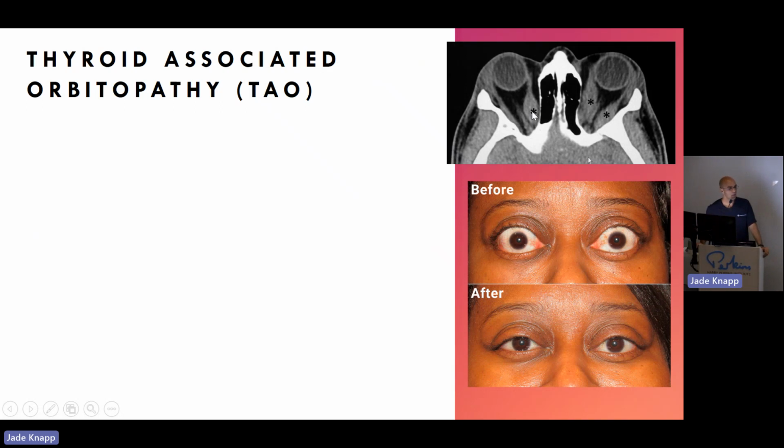So this is the first thing that happens in thyroid orbitopathy, that the muscles swell and there's only so much volume there in the eye socket, so therefore everything gets pushed forwards.